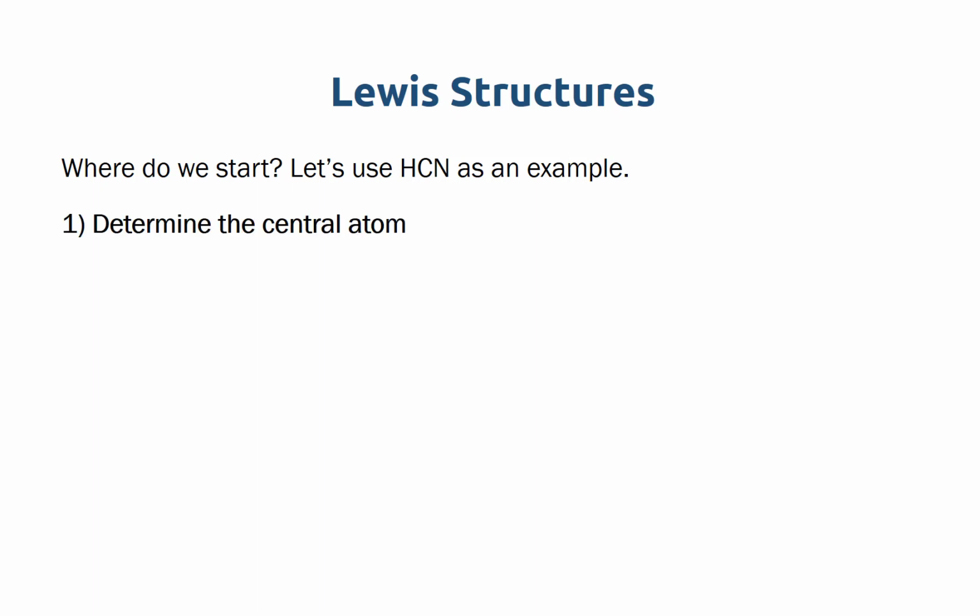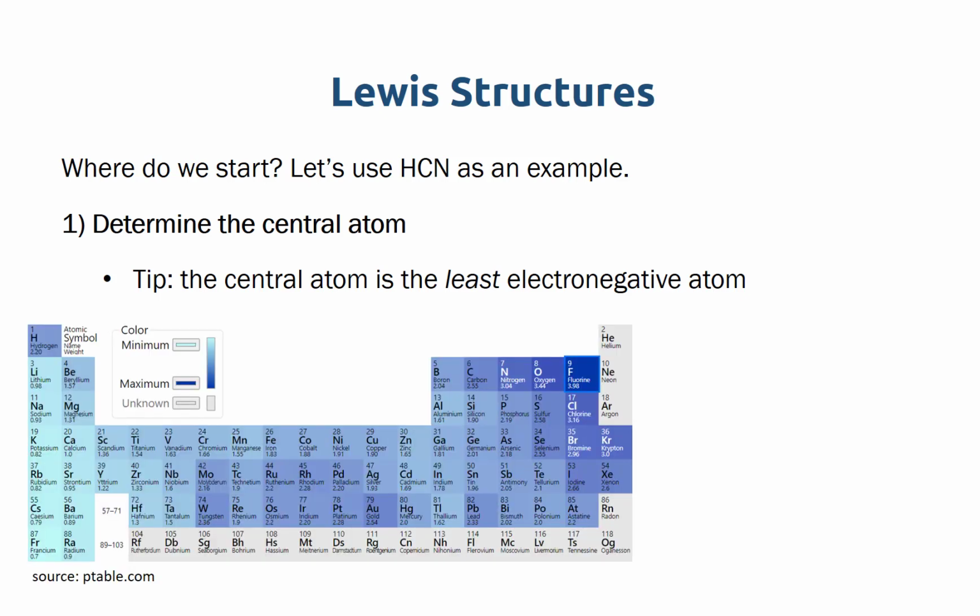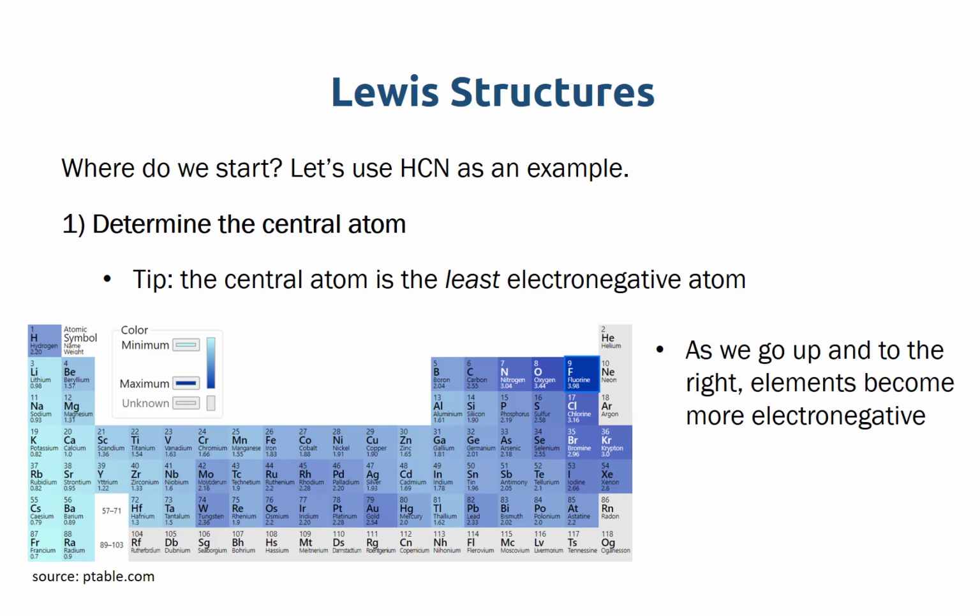The first step is to determine the central atom. So a tip is that the central atom will be the least electronegative atom. We need to remember what electronegativity means. If we look at the periodic table, it's generally sorted by electronegativity. So as we go up and to the right on the periodic table, elements become more electronegative.